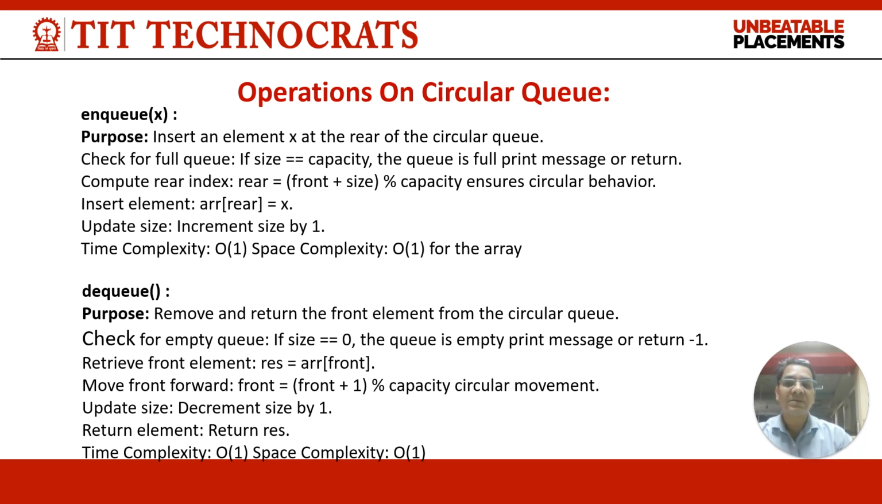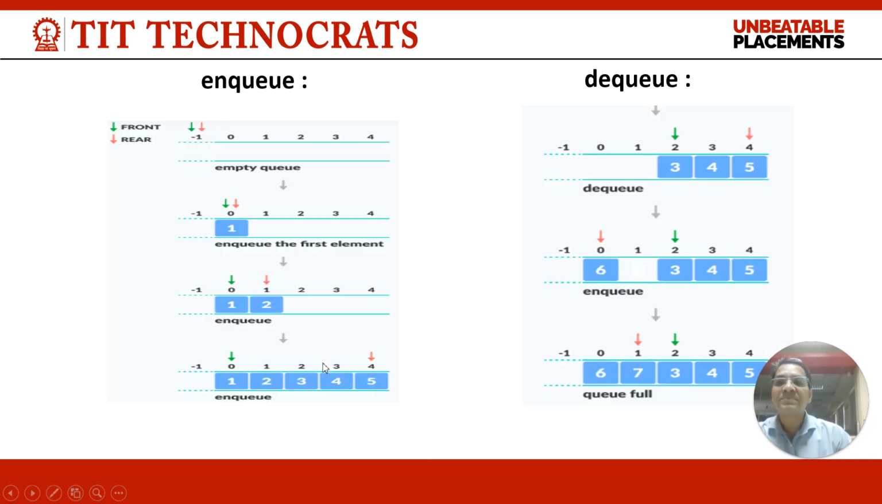Dequeue means remove and return the front element from the queue. For this, first check the empty condition of the queue. If size is equal to 0, that means the queue is empty, and a message is printed or -1 is returned. Retrieve the front element from the array front. Move forward by front plus 1 mod capacity, circular movement. Update the size, that is decrease by 1, and return res.